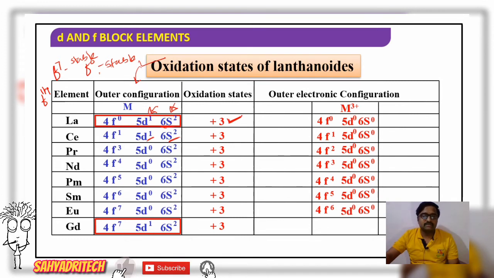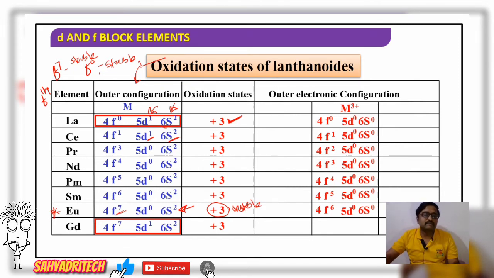In the case of europium, please remember, it already has a stable configuration, 4f7 5d0 6s2. There are only 2 electrons in the s subshell and no electron in d, so it already has a stable configuration. If it shows +3 oxidation state, is it stable or unstable? It is unstable. So for europium, the +3 oxidation state is unstable.